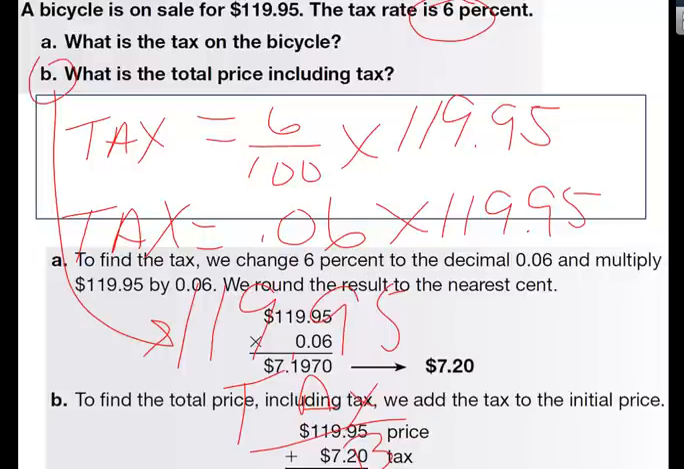So it turns out our tax is $7.20 because we're going to round it up. Do you pay 7.1970 for tax? You don't. So you have to round it up to the nearest cent, and then you add them together and come up with the total price you paid for the bike and the tax.